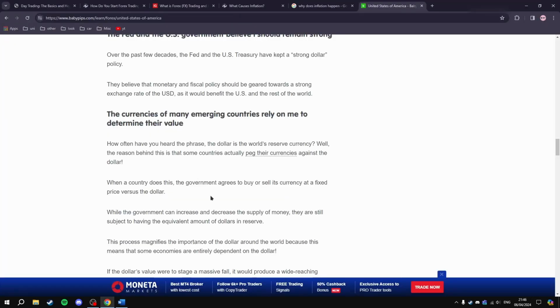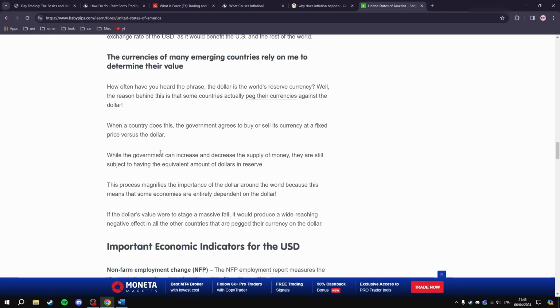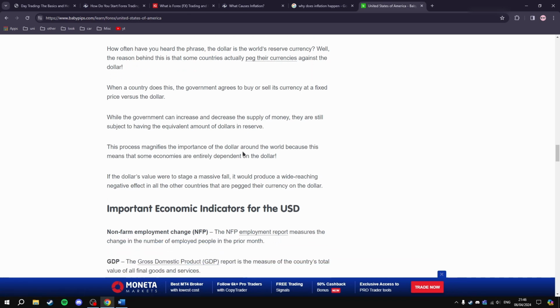Don't get how it would benefit the rest of the world. The currencies of many emerging countries rely on me to determine their value. How often have you heard the phrase, the dollar is the world's reserve currency? Well, the reason behind that is that some countries actually peg their currencies against the dollar. When a country does this, the government agrees to buy or sell its currency at a fixed price versus the dollar.